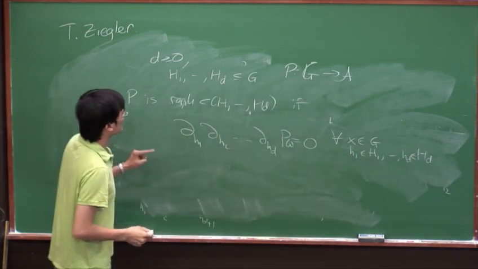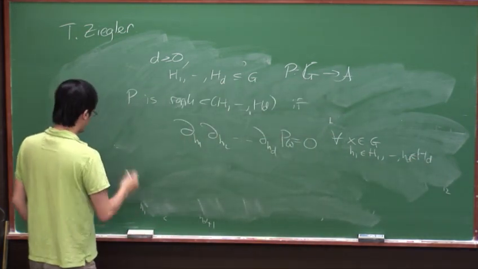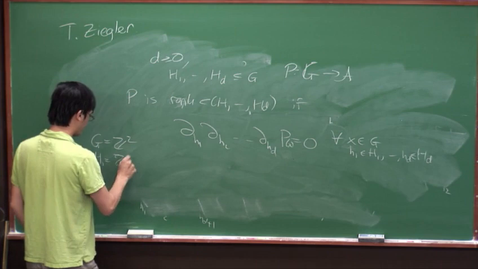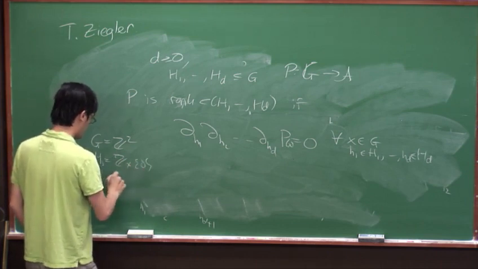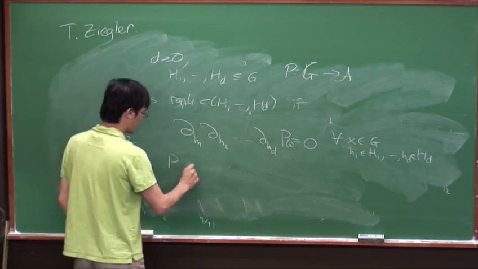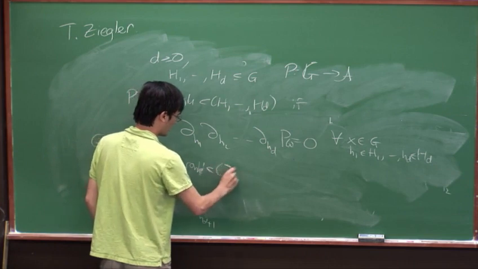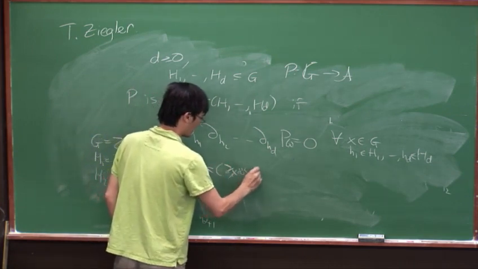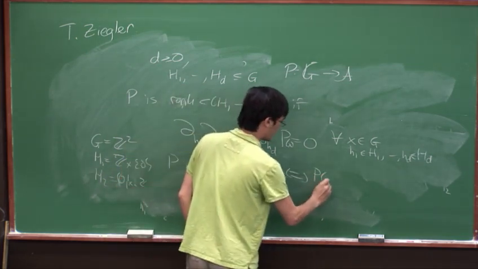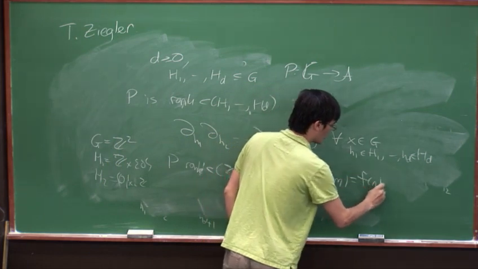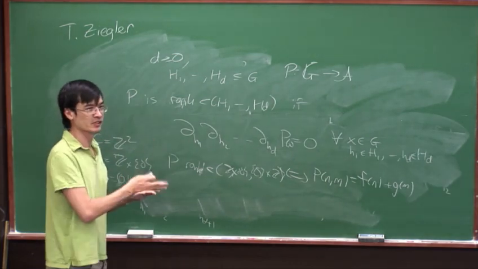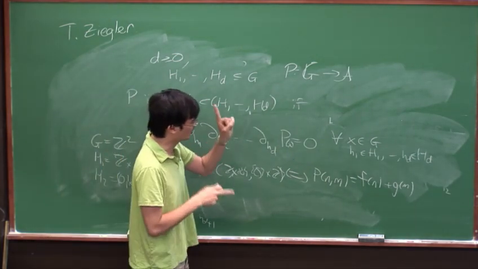This is a funny concept. Let me show you some examples. If G is Z^2 again, and H1 is the horizontal line, and H2 is the vertical line, saying that P is of rank less than horizontal, vertical, what that means is that P is what we call a rank one function. It's the sum of a function of just the first variable plus a function of the second variable. Because those are the functions where you differentiate once in the vertical direction and once in the horizontal direction, you get zero.